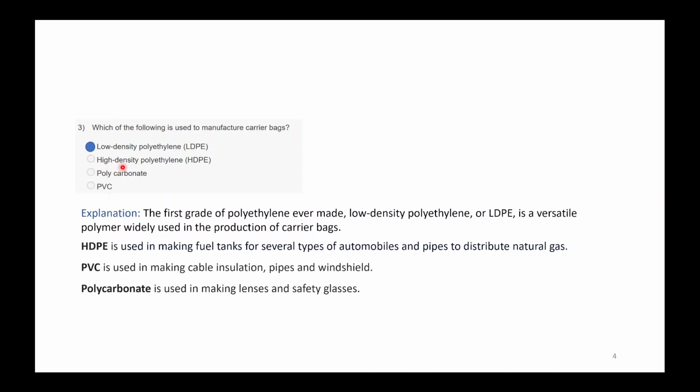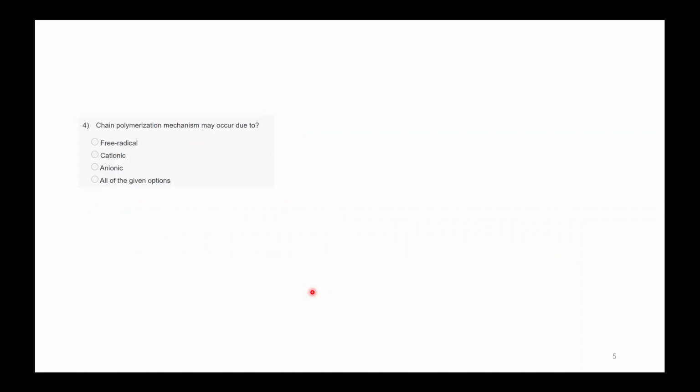While high density polyethylene is used in making advanced materials such as fuel tanks for several types of automobiles and pipes for distributing natural gas. PVC is used for making cable insulation, pipes, and windshields. Polycarbonates, on the other hand, are used in making lenses and safety glasses.